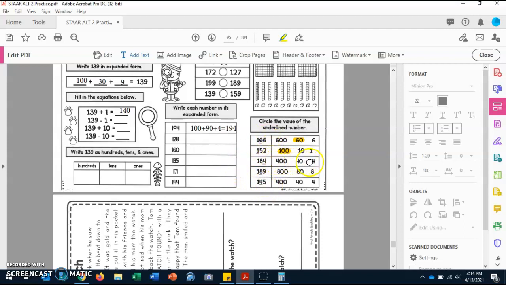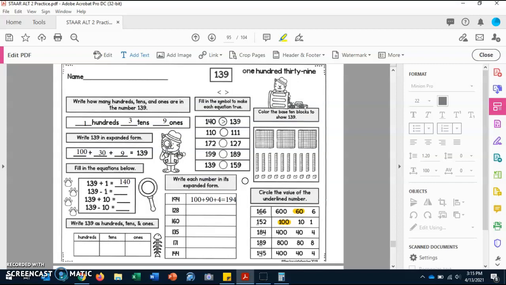Just circle or highlight, underline anything, whatever you want to do to these digits, the one that is underlined in these numbers. Once you are done with this assignment, do not forget to take a picture and submit it to Teams so we can give you a grade.